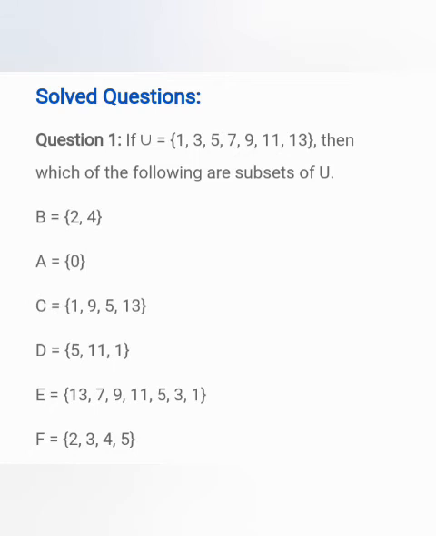There is one question in front of you. A universal set is given, and then set B is there, C is there, A is there, D, E, F. A to F, these sets are given to you. Just write it down somewhere so that you can do the workout. There is a universal set given, then there are A to F sets given.